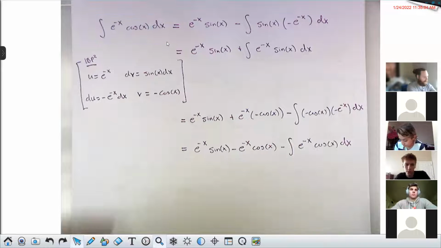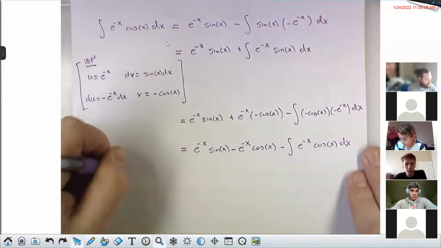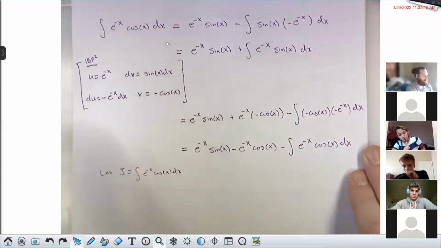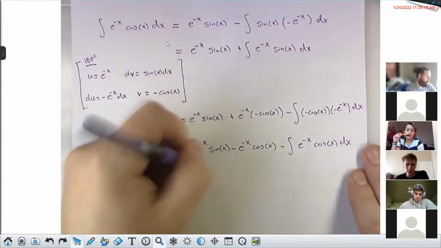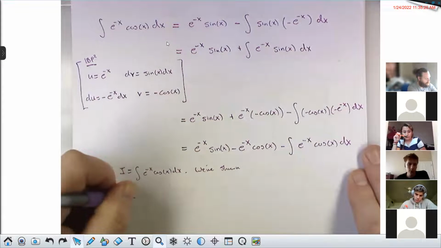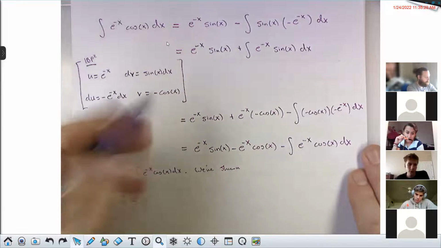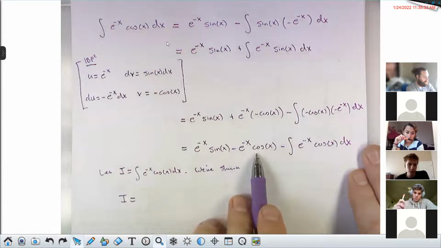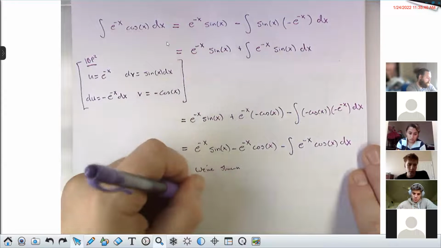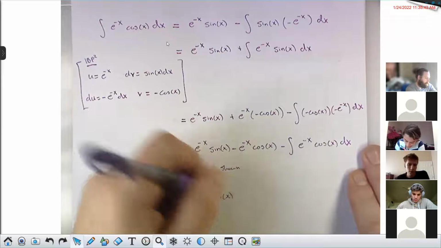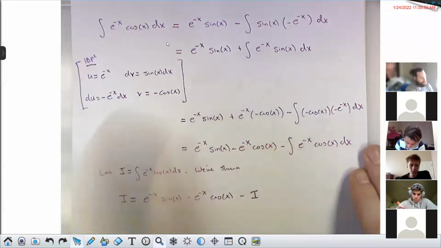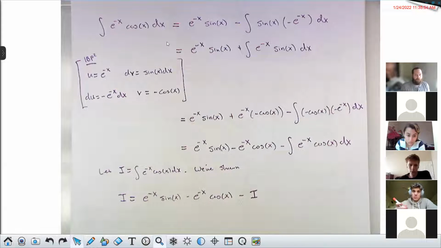If you call this integral I, then what we've shown here is that I, my original integral, is equal to e to the negative x sine x minus e to the negative x cos x minus I. Right, this is also I. I'm using I here for integral, the integral I want.